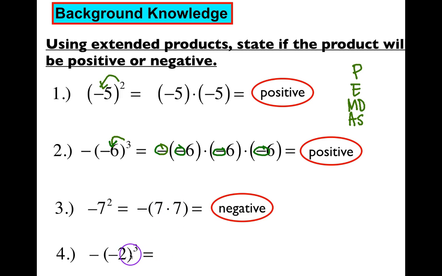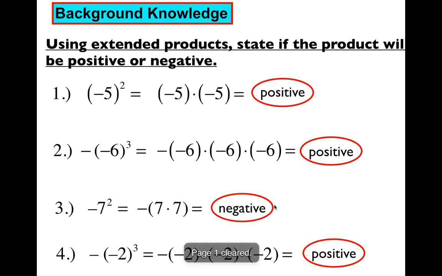Last one here. So again, we would read this as the opposite of -2 cubed. So first, we're going to go ahead and cube this -2, but we're going to keep the negative on the outside. So let me just show you real quick. I'm going to go ahead and write -2 3 times, but I'm going to keep this negative on the outside. So here, is my answer going to be negative or positive? Let's see. This is going to be a positive. This will become a positive. So my answer is going to be a positive number.